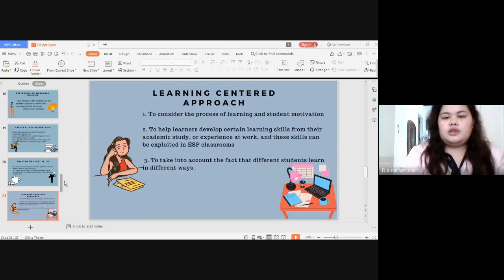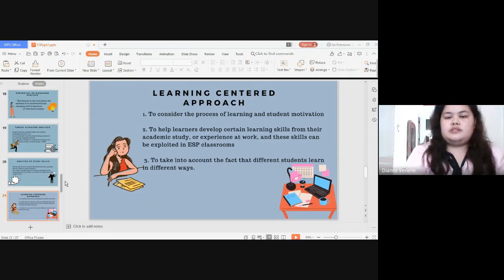Okay, the last is the learning-centered approach. There are three. The first one is to consider the process of learning and student motivation. The second one is to help learners develop certain learning skills from their academic study or experience at work, and these skills can be exploited in the ESP classroom. The third one is to take into account the fact that different students learn in different ways. As we said on analysis of study skills, students learn in different ways.